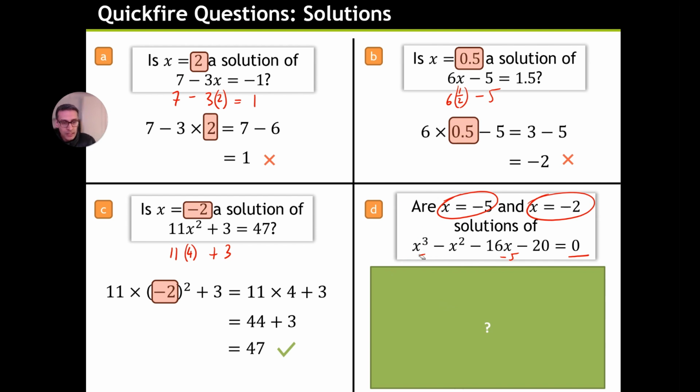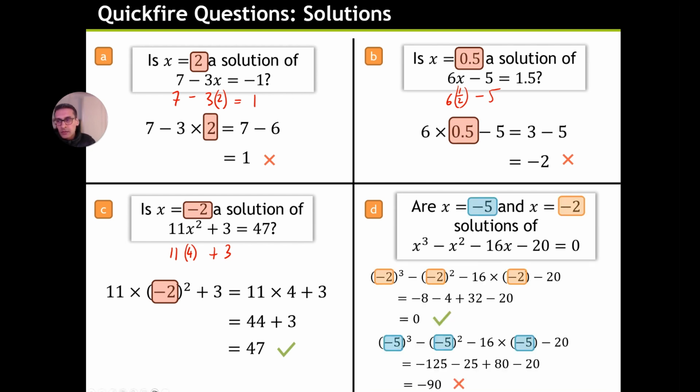I'm not going to go through this in detail, so I think you get the big idea. So here is your answer. And what you can see is -2 works because you do get 0. But when you put -5 in, then you get -90 as your output. So -5 is not a solution, but -2 is.